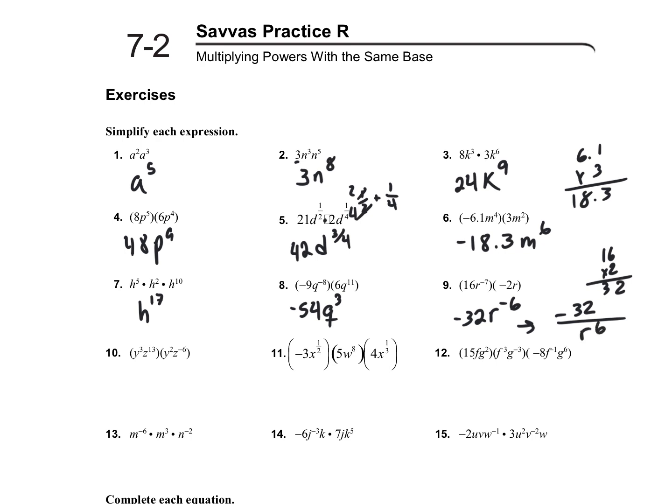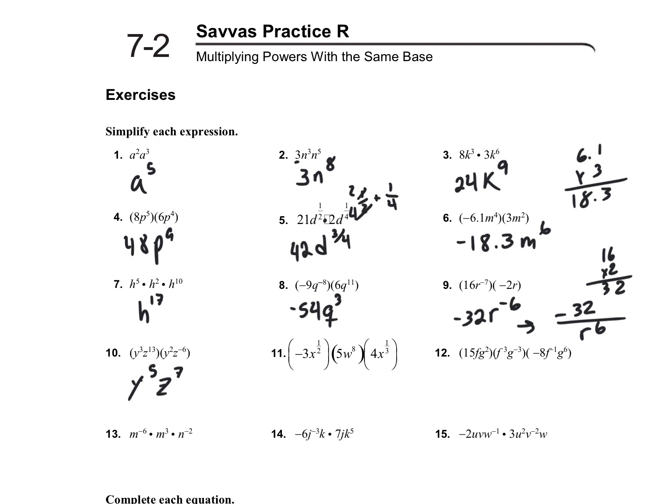All right, so for 10, we have two variables, so we're just going to take them one step at a time. We're going to do the y's, add the 3 and the 2 to the 5th power, and we're going to do the z's, 13 plus the negative 6. It's going to be a positive 7.